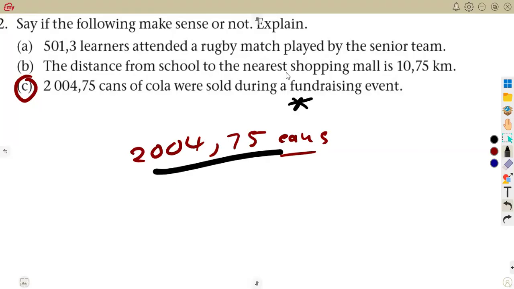The reason, you just put the same reason as you had on A, because you said A does not make sense because it is counted, not measured. In counting, there are no decimals. In counting, there are only whole numbers.